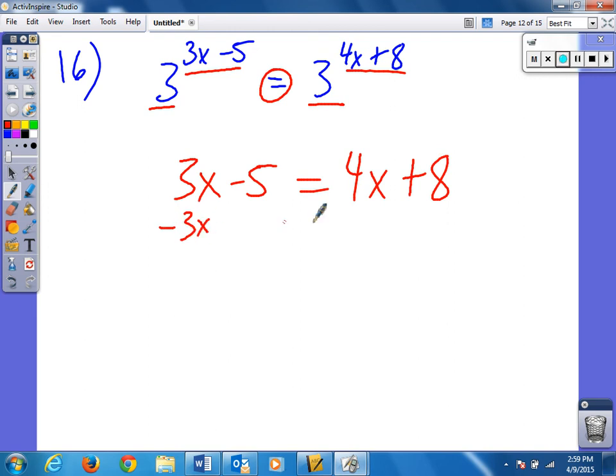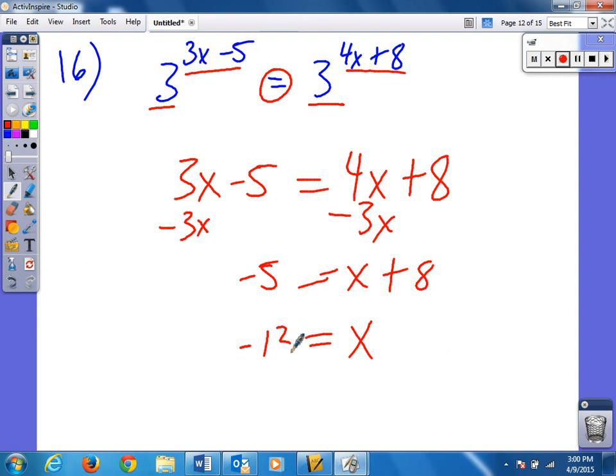And then solve this equation as you normally would. So subtract 3x and we get x plus 8 and negative 5. Subtract 8, and we get negative 13.